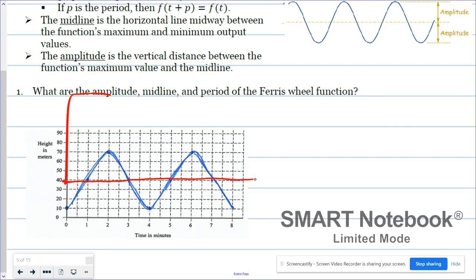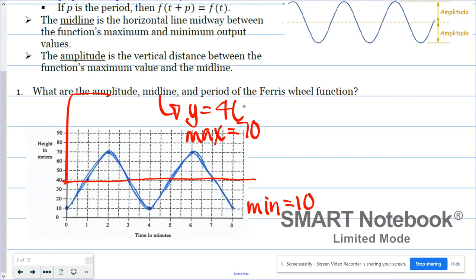But here's my midline. It's at 40. It's in between the maximum and minimum values because I have a minimum value on this graph of 10 and a maximum value on this graph at 70. So the midway point would be at 40. So I would say that the midline of my function, and since it's a line, I want to give it the proper equation, so I'd write y equals 40 because it's a horizontal line.